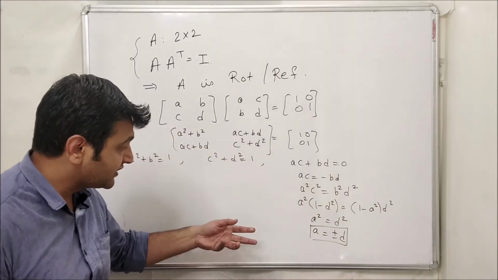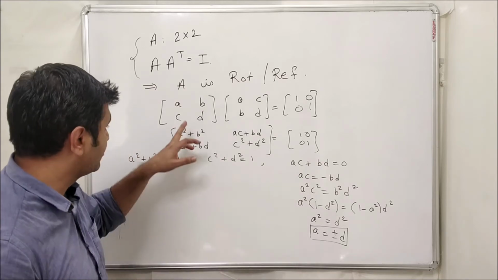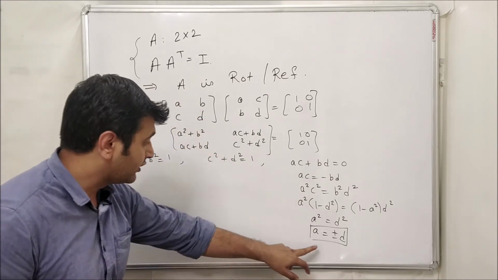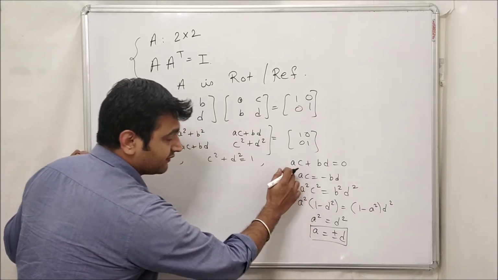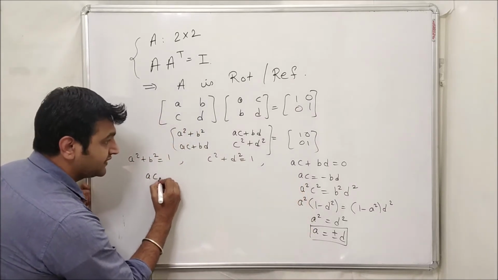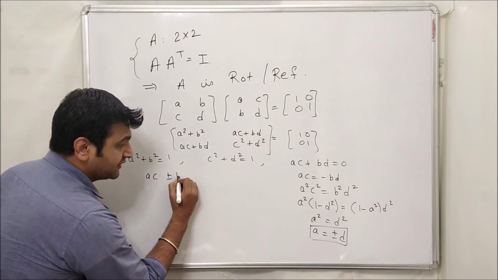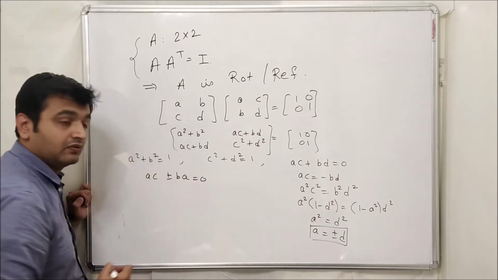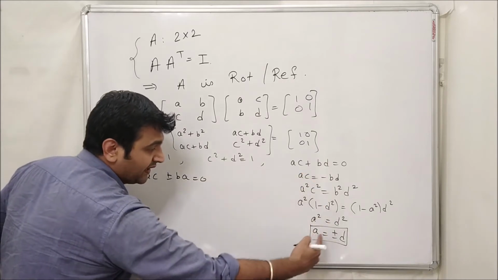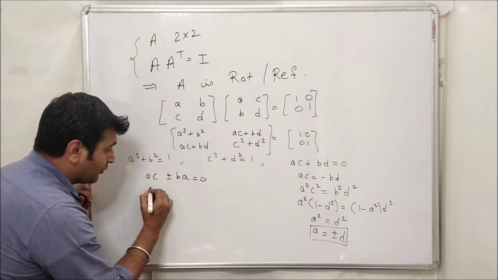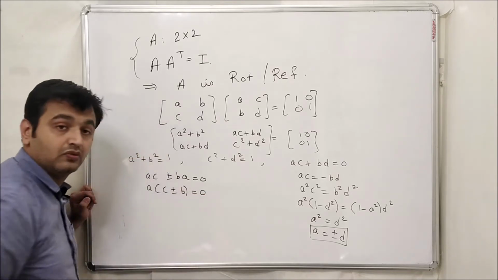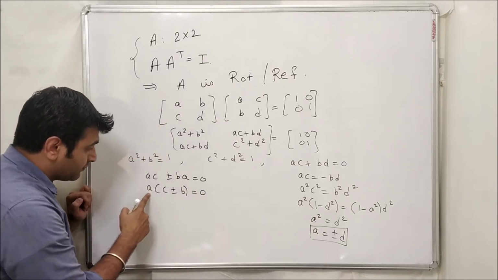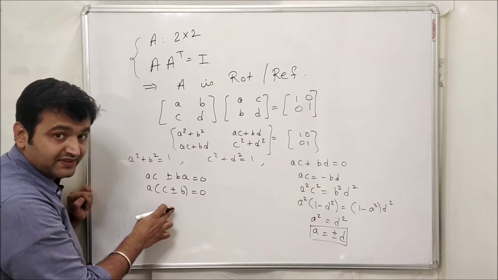Now let's see what is the connection between b and c, because those are the only entries now left. If I put this condition over here, what do I have? I have ac, then plus minus ba equal to 0, right? You simply put d as plus minus a. Now if I take a common outside, you have c plus minus b equal to 0. Now the product is 0 means one of them has to be 0.